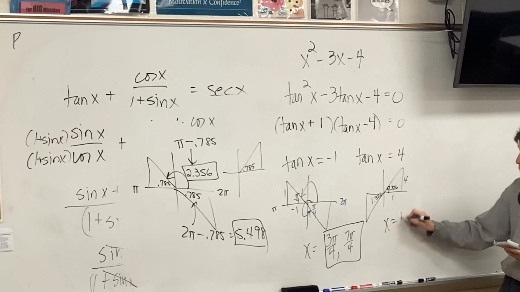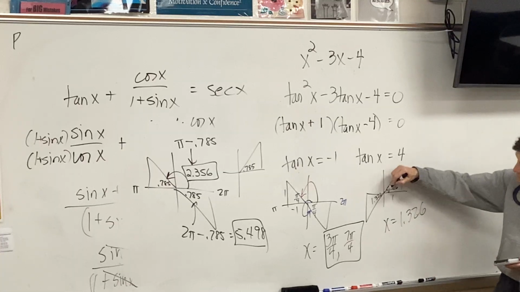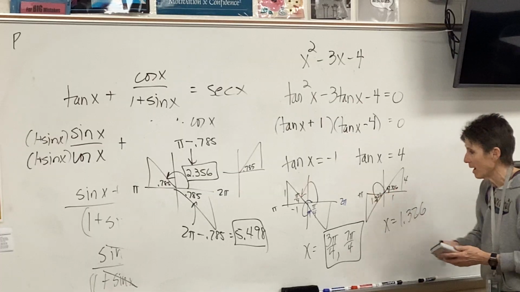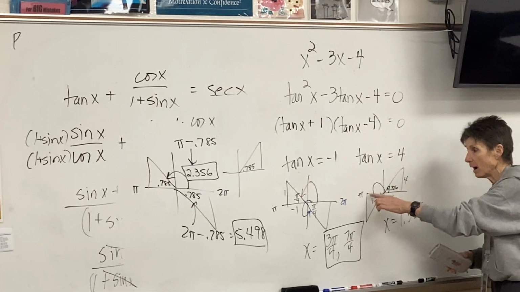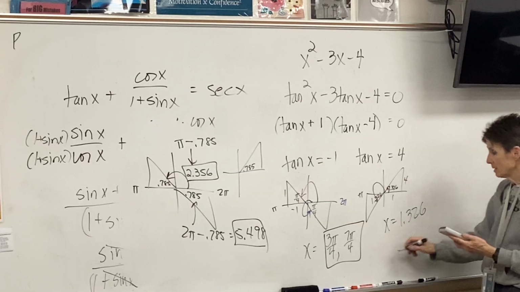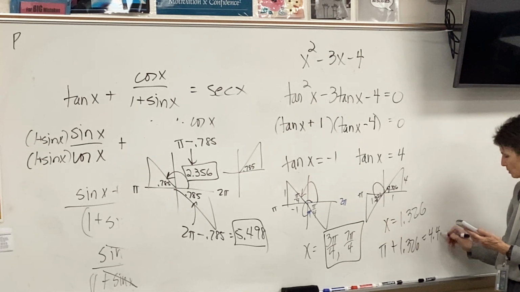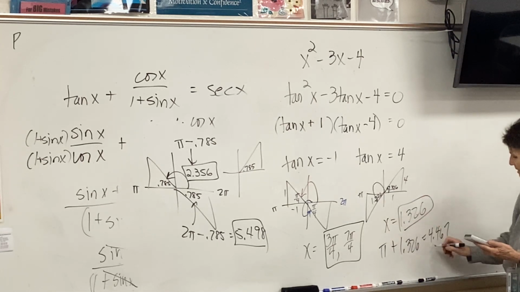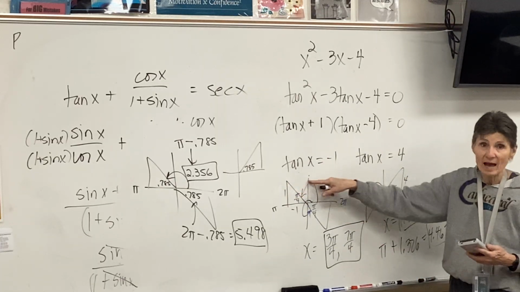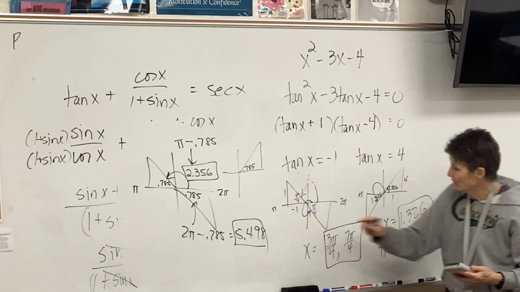Well, it's 1.326. First quadrant's the first quadrant. And then how about the one in quadrant 3? Now how will I find that one? Remember, this is pi. So how will I find that? Pi plus. So pi plus 1.326 gives me 4.467. So there are the other two answers. So there's 2 from this factor, and there's 2 from this factor. So decimally, there are your 4 answers.